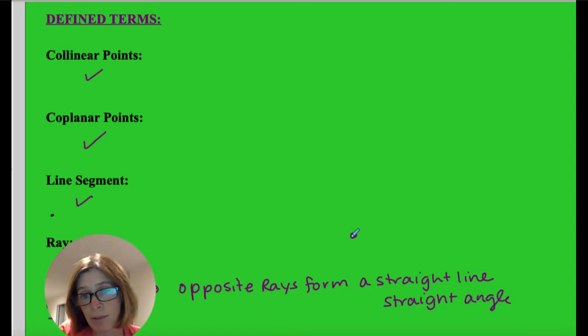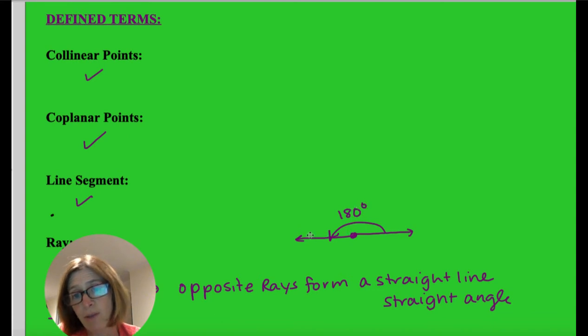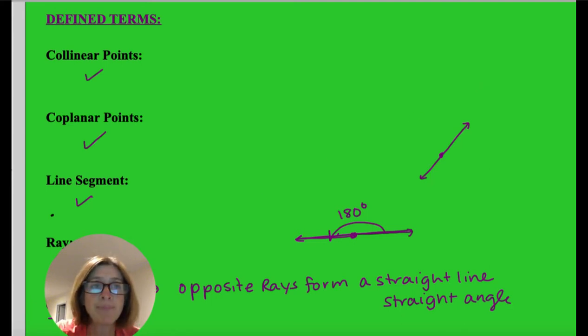And so here's an example. Here's a ray going this way. Here's a ray going this way. Look, they form a straight angle. You see that horizon, that 180-degree angle? They form a straight line. They could be going in this direction. We're going to be looking for opposite rays a lot because straight angles help us calculate different things, okay?